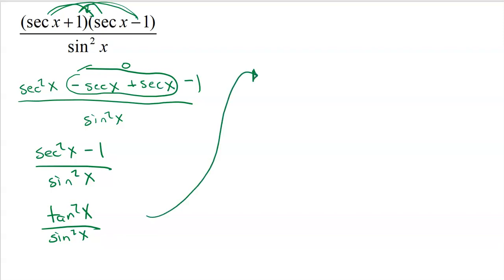Well, let's, again, if you're ever just completely stuck, a big strategy is just turn everything to sines and cosines. Tangent squared, quotient rule. Tangent is sine over cosine. But again, it's squared, so it's sine squared over cosine squared, all divided by sine squared. Okay, I'm slowly getting somewhere. Trust me on this. All right, so the numerator always stays the same.